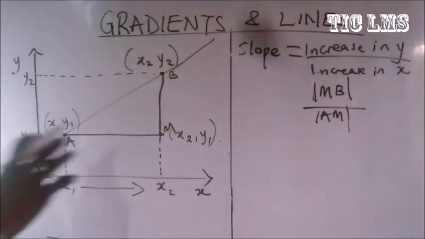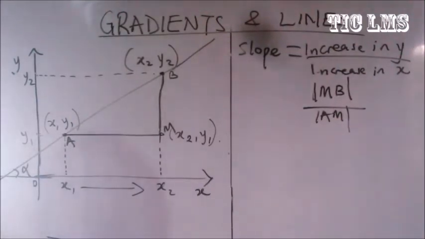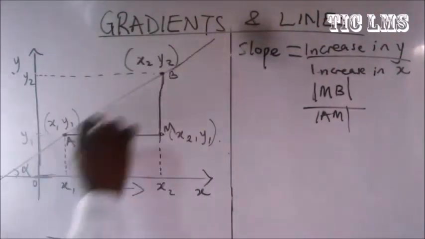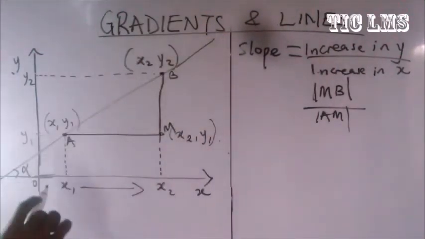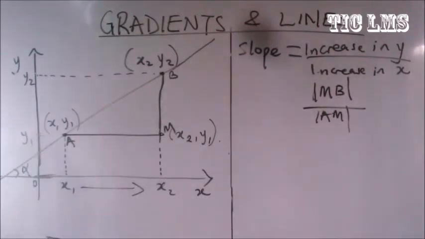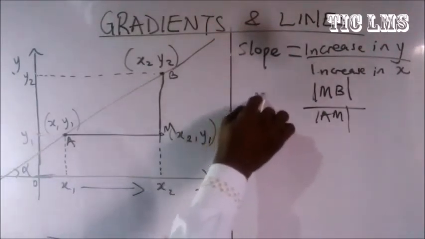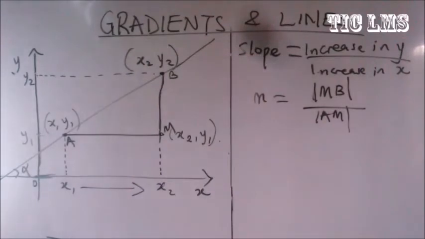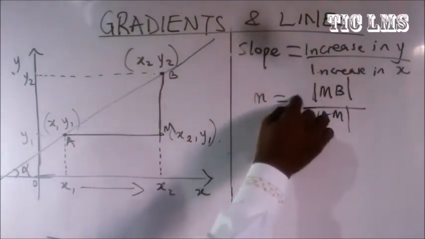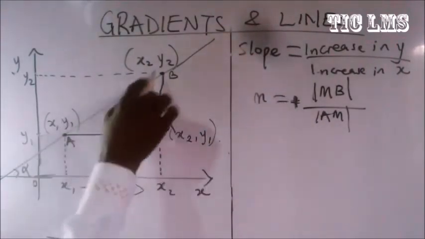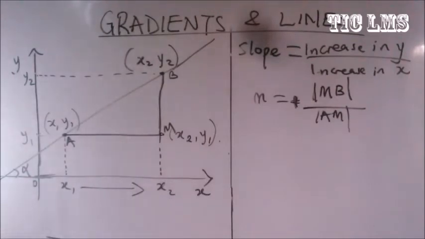Now when we have this kind of linear graph, both of them are increasing at the same time. Hence, the slope or the gradient we are going to have is going to be positive, because as x increases, y also increases. But let's take a look at this next graph.